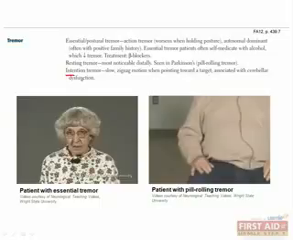Last, we have the intention tremor. This is brought up by tasks like finger to nose and heel to shin. These patients cannot move their limbs in a straight trajectory and frequently overshoot or undershoot the target.